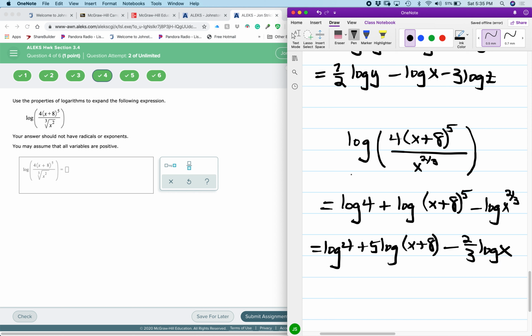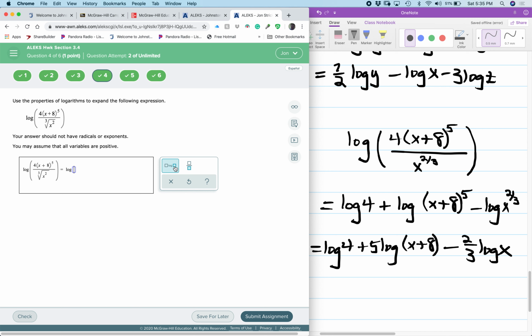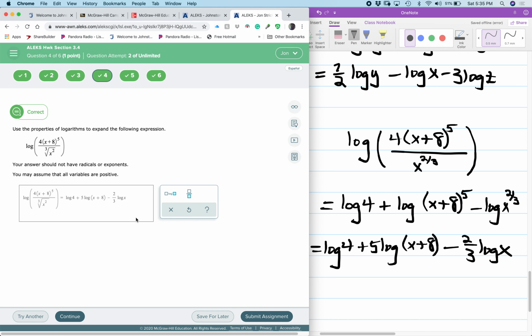So, filling in, we have the logarithm of 4 plus 5 times the logarithm of the quantity x plus 8 minus 2/3 of the logarithm of x, and checking, the result is correct.